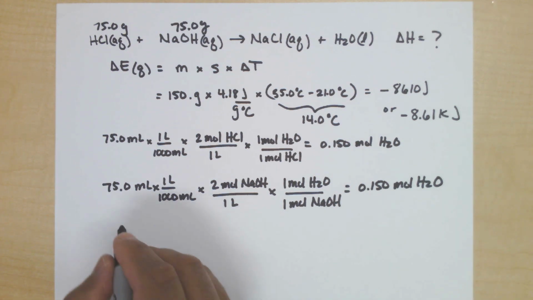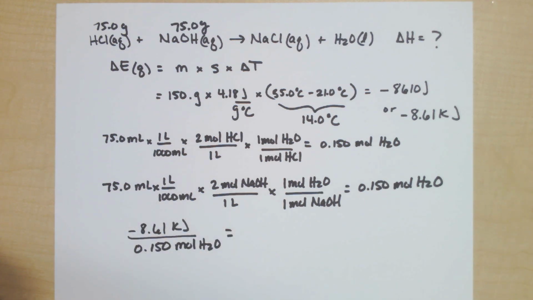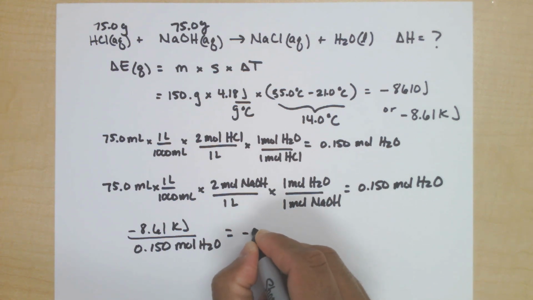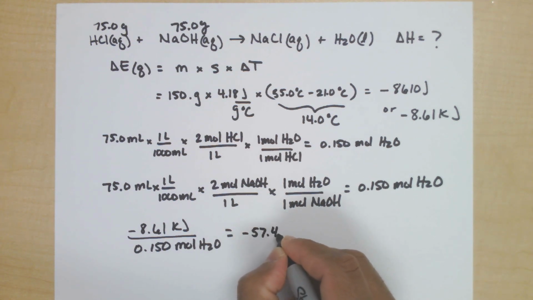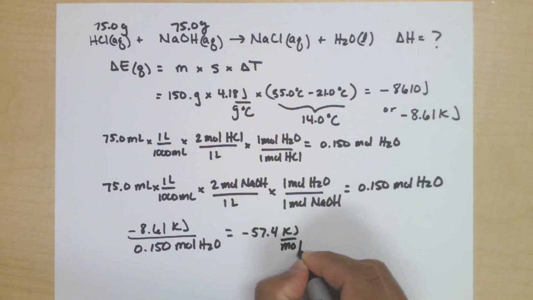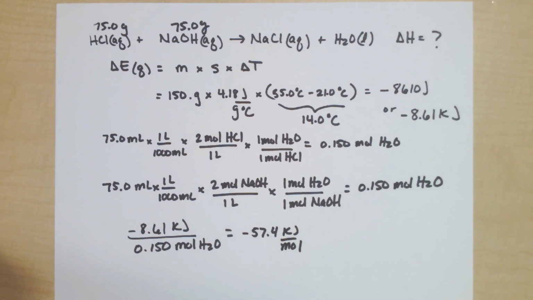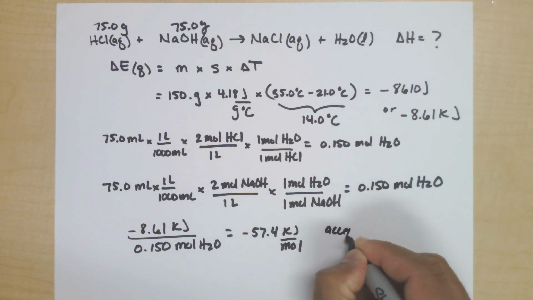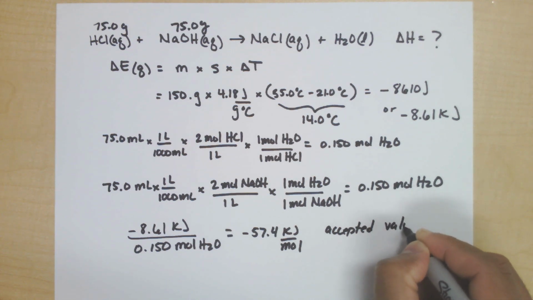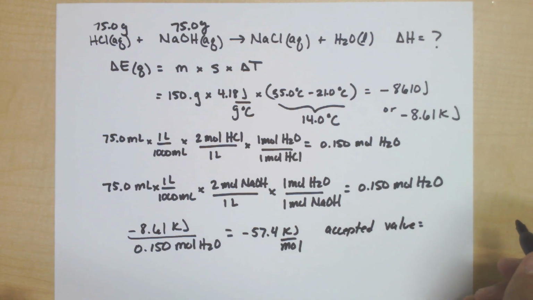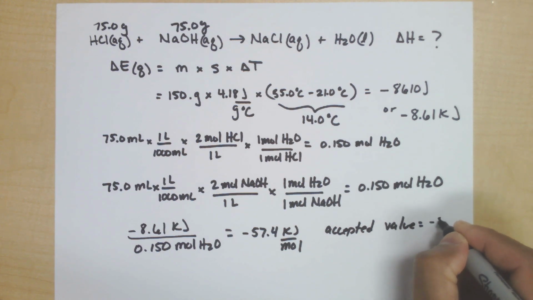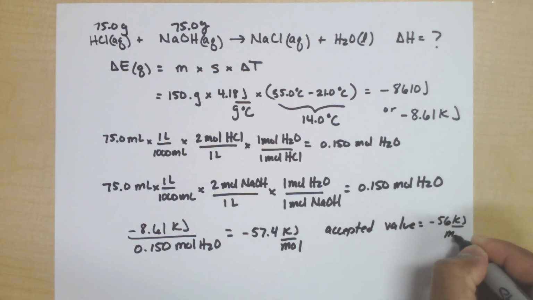Let's find the kilojoules per mole of water produced. Negative 8.61 kilojoules divided by 0.150 moles of water equals a negative 57.4 kilojoules per mole.